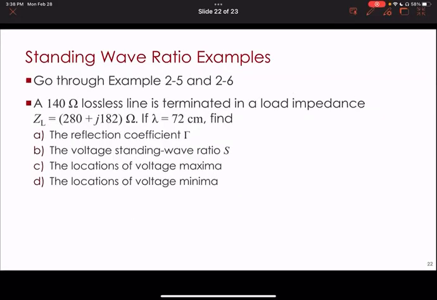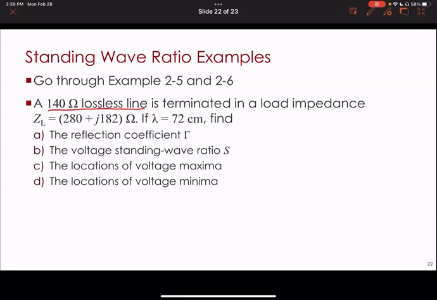A 140 ohm lossless line is terminated in a load impedance ZL equals 280 plus j182 ohms. If lambda equals 72 centimeters, find a bunch of stuff, okay? So you need to translate this. What's Z naught? 140, right? This is the way that you say what the characteristic impedance is.